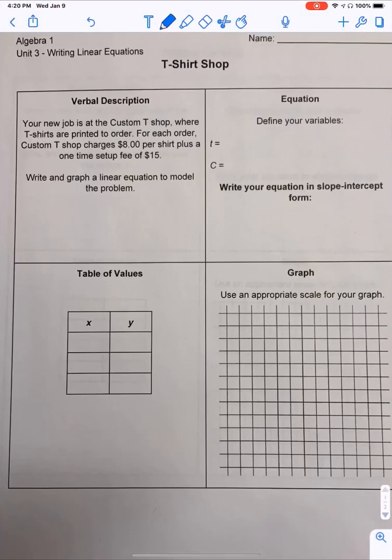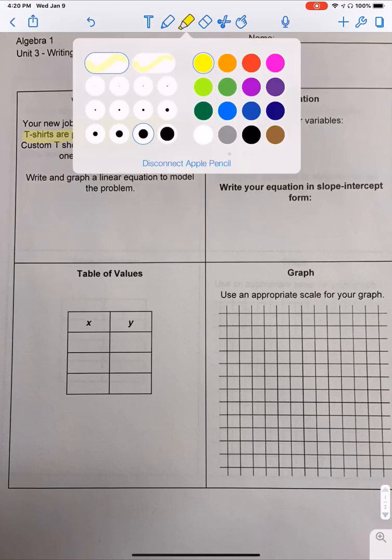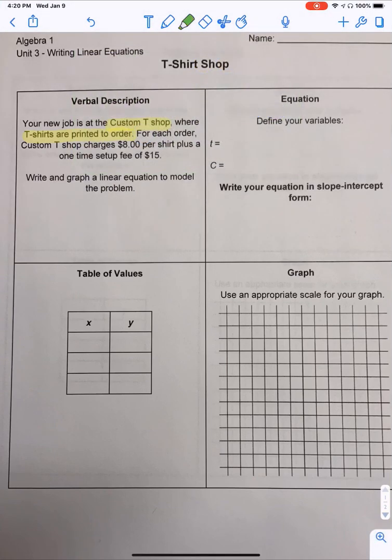Okay, let's go through some examples with the slope-intercept form. So on the first one, remember as we were marking these up, your new job is at the custom t-shirt shop where your t-shirts are printed to order. And then for each order, custom t-shirt charges $8 per shirt plus a one-time setup fee of $15. Write and graph a linear equation to model this.